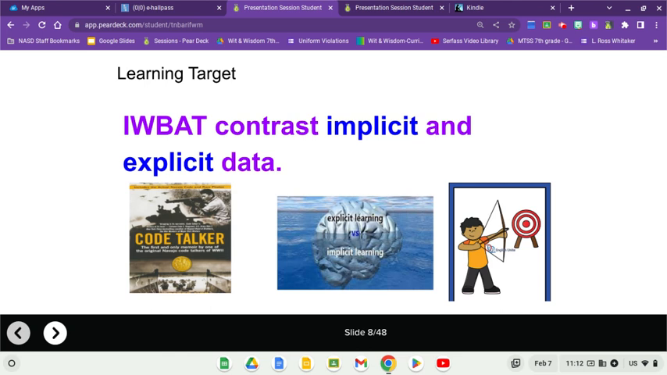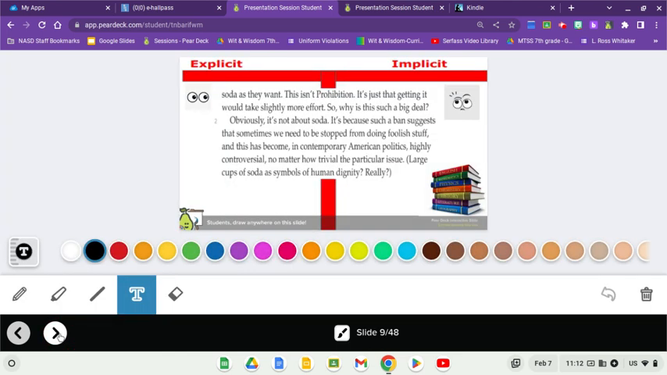Finally, it's not Code Talker that we're rocking with. We are rocking and rolling with Three Cheers for the Nanny State. If you have not had a chance to reread Three Cheers for the Nanny State, please do so now. Excellent. So, explicit are just some of the important words that are said on here, right?